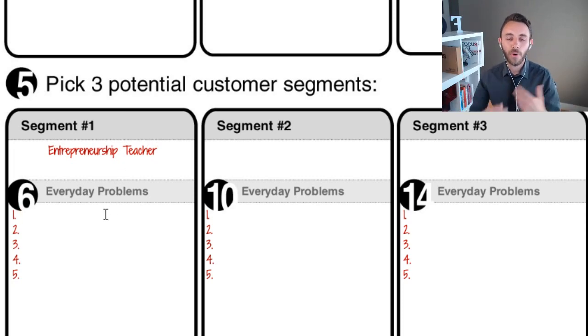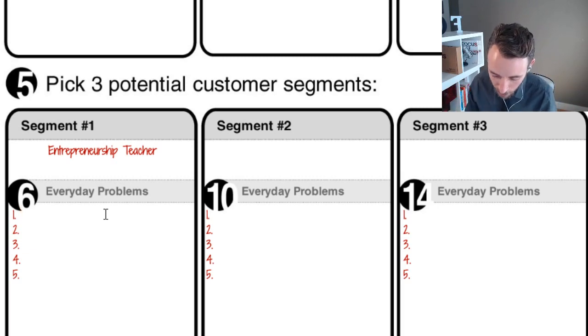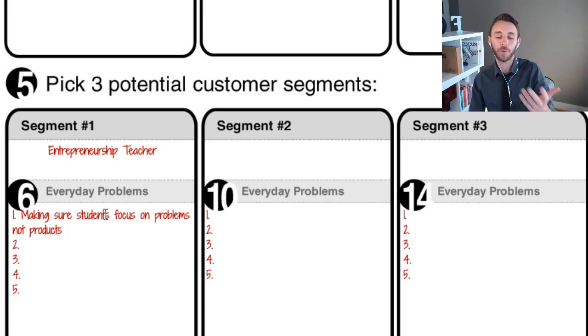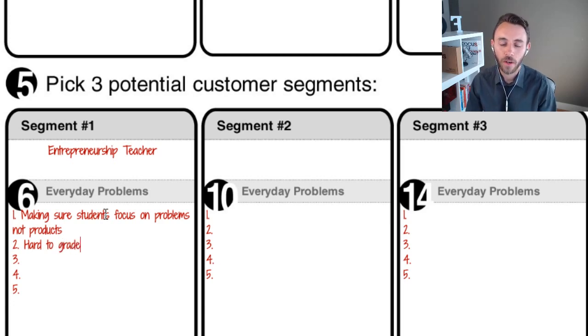And then brainstorm 5 problems that a member of the segment might be encountering in their daily lives or on a regular basis. So in my case, for an entrepreneurship teacher, well, what do we know? We heard that there were problems in terms of students focus on problems, not products. Now I'm cheating here because I'm not hypothesizing so much. You told me what the problems were. But if I was hypothesizing, I might say like, hard to grade students who work in teams.